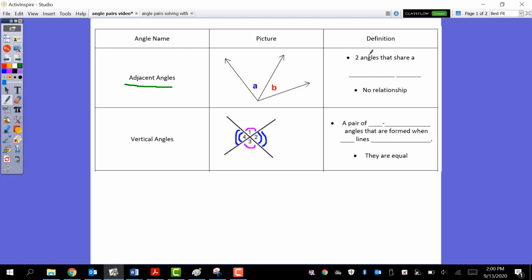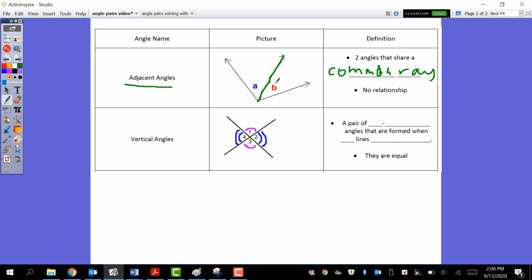And our definition is two angles that share a common ray. Common ray, okay? A common ray just means that they're next to each other and they share one of these lines in common. And the one that they share is this line right in the middle, because that line is part of angle A and it's part of angle B.